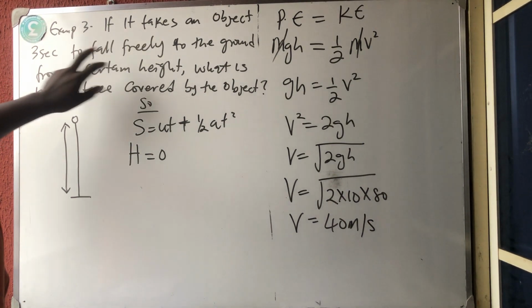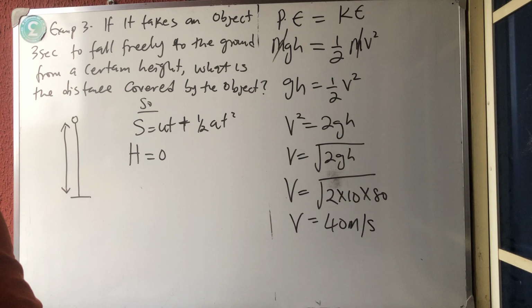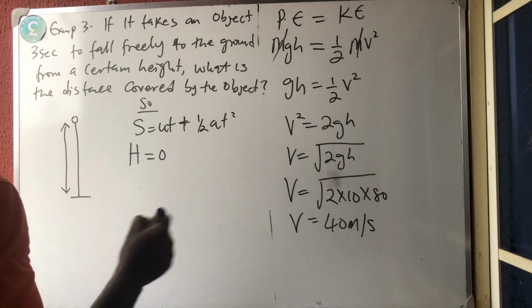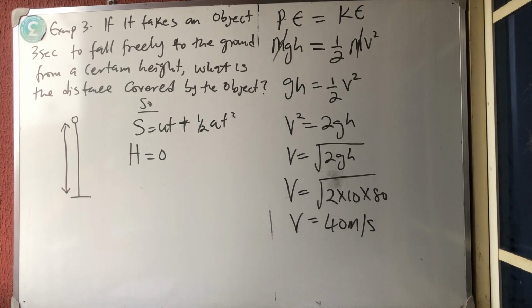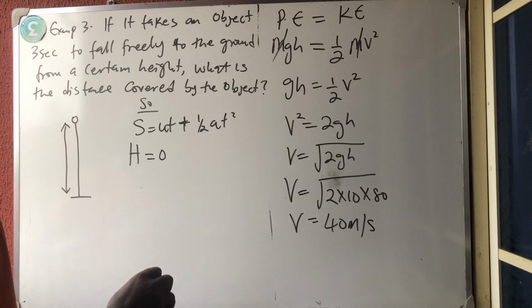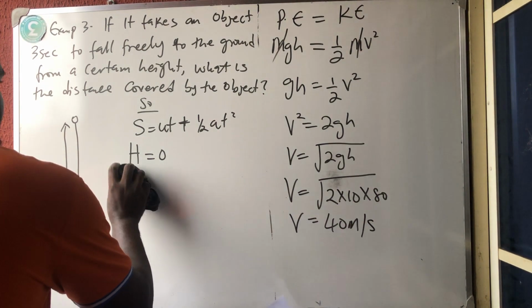If it takes an object to fall freely, we need to calculate the velocity it's used to reach the ground. But we know the time. They say, what is the distance covered?